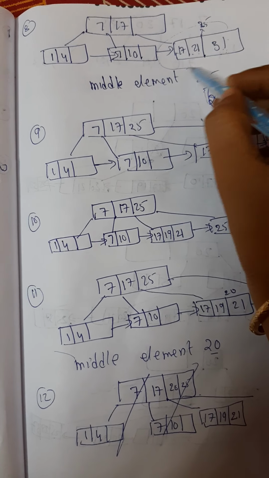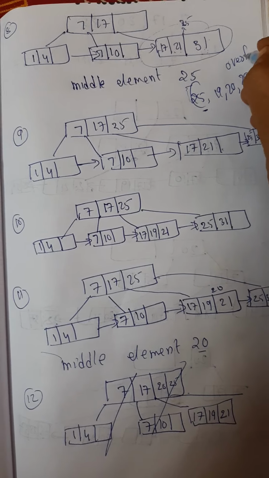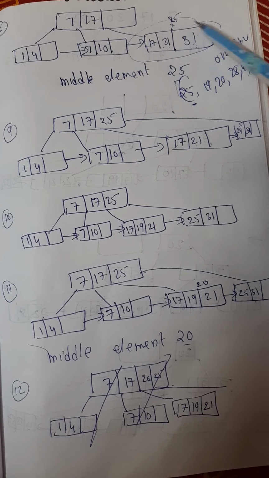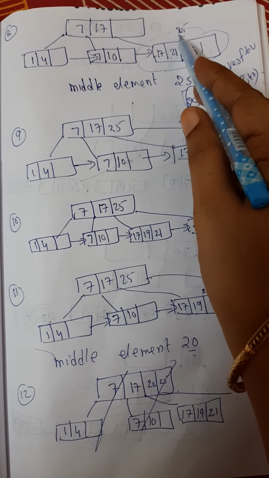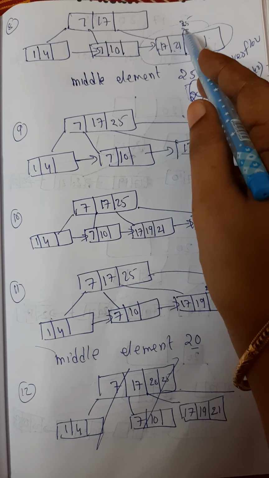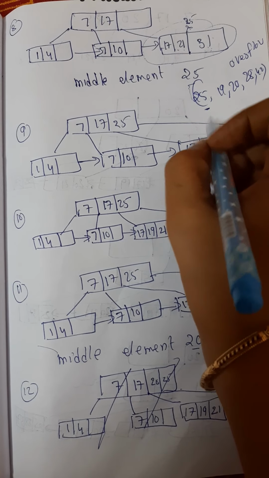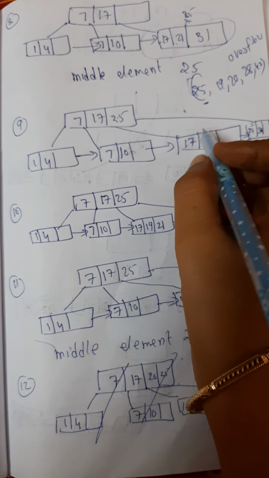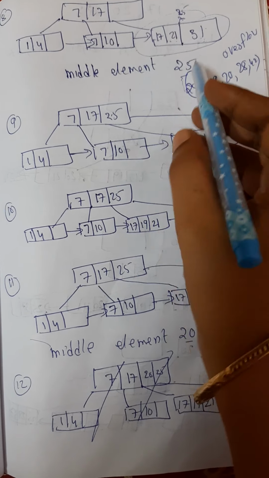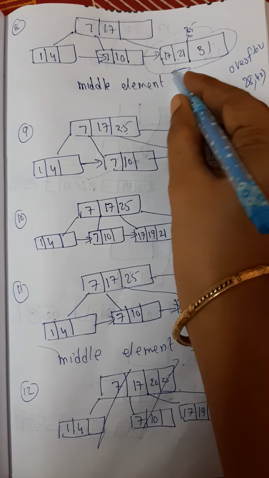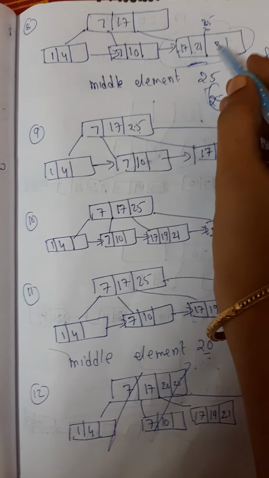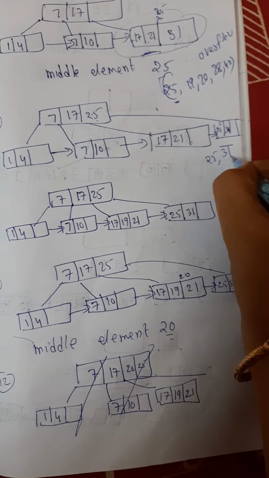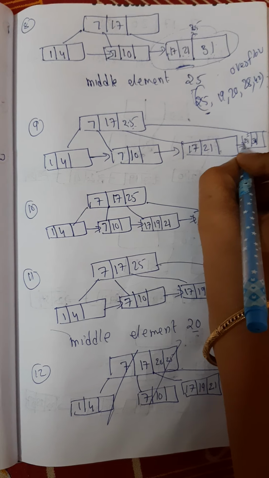But in this, now you have 4 keys. Again you have an overflow case here. Since you have an overflow case, you have to find out the middle element. What is the middle element now? 25 is the middle element. So since 25 is the middle element, you have to take 25 one step up. So 25 will go one step up, and this will be split now. 17, 21 to the left of 25, and to the right you will get 25 and 31. I hope it is clear.